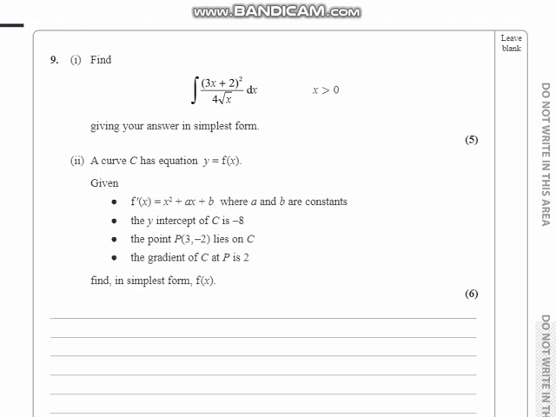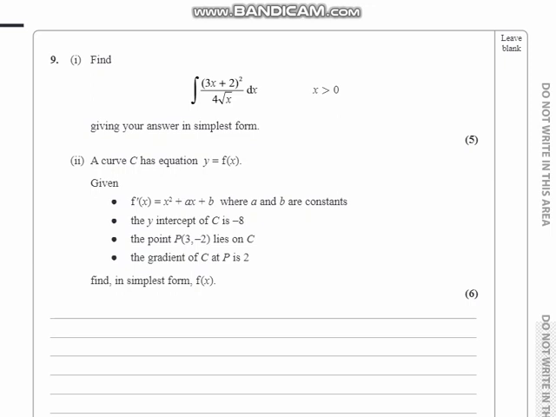Today I'll be going through the ninth question and the final one from International Advanced Level Pure Mathematics P1 of Jan 2021. So without further ado, let's get moving. Part (a) is: find the integral of (3x plus 2) squared upon 4 root x dx, where x is greater than 0, giving your answer in simplest form, and that's 5 marks.